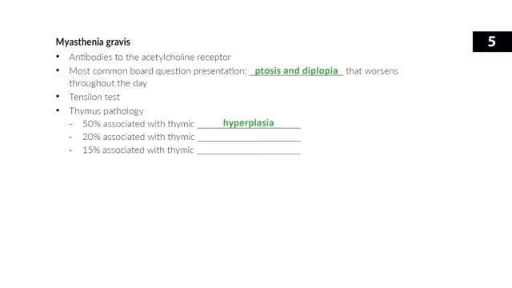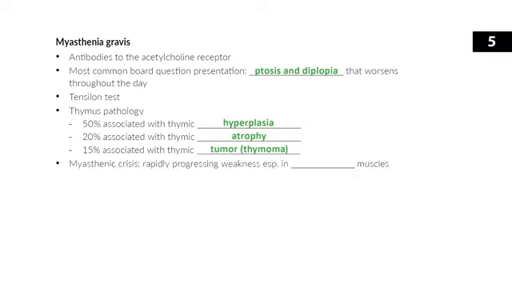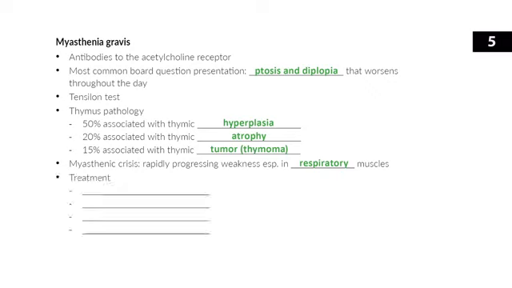50% is associated with thymic hyperplasia, 20% is associated with thymic atrophy, and 15% is associated with a thymic tumor, like a thymoma. Now, the most worrisome condition is a myasthenic crisis. And here we see rapidly progressing weakness, especially in the respiratory muscles. Now, for treatment, we've already gone over the indirect cholinergic agonists like pyridostigmine and neostigmine. Remember that edrophonium is a very short-acting medication. It's only used for diagnosis, not for long-term treatment.